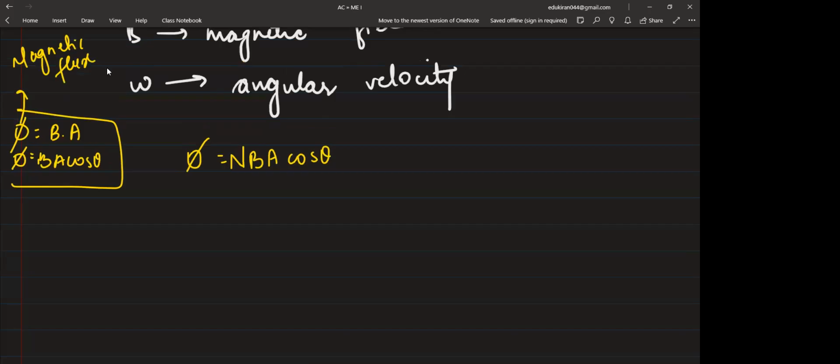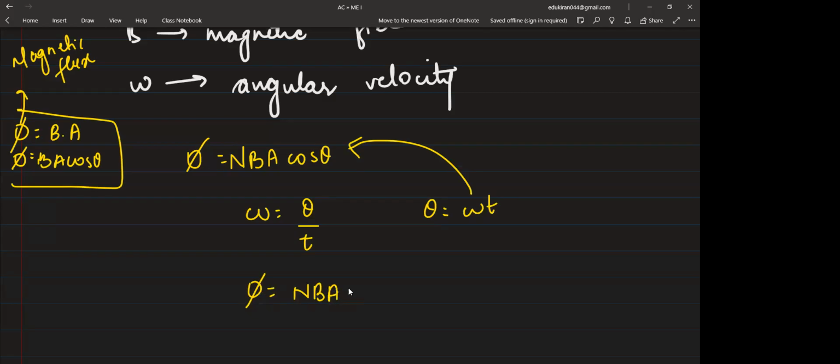This is the magnetic flux. Now see, omega, angular velocity, is basically angular displacement by time. So angular displacement is equal to omega t. Let's put this value here. So phi is equal to NBA cos omega t.